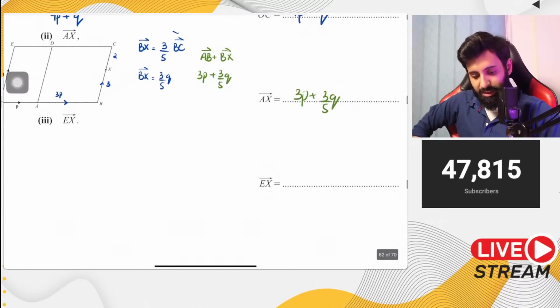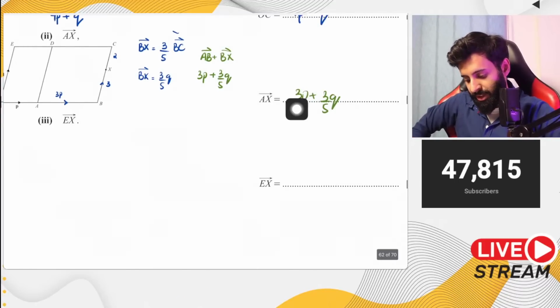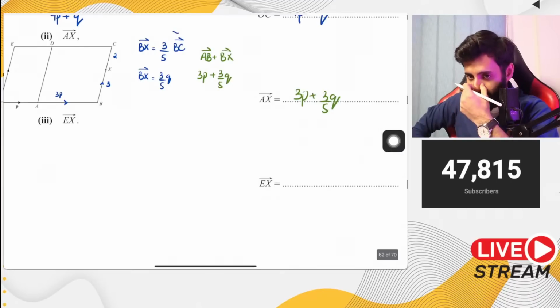No need to take the LCM. However, for example, if two vectors could have been simplified, then I would have done that.